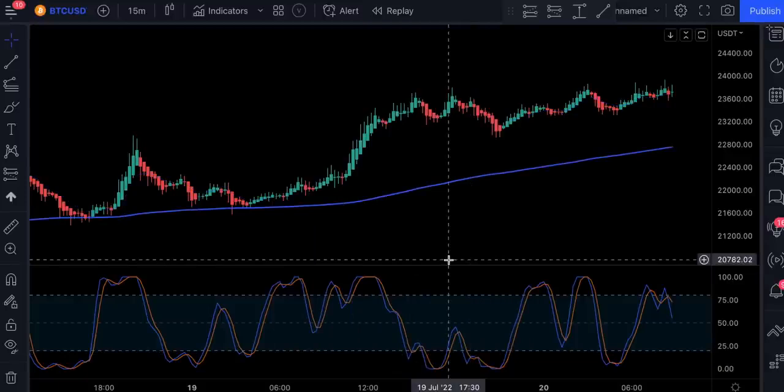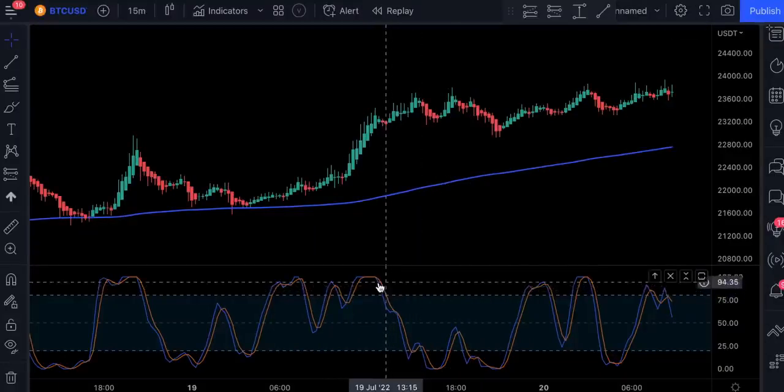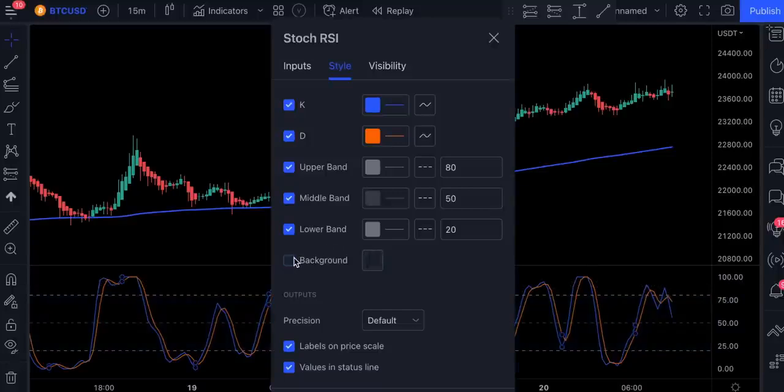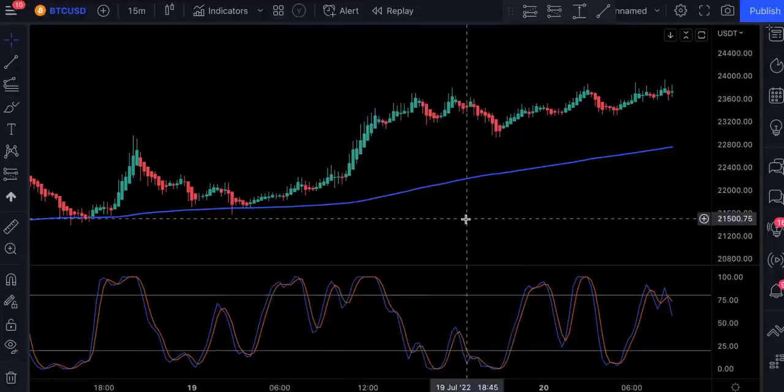The second step will be to make some adjustments to the Stochastic RSI. So in the style section, let's first remove the background and the middle band. Also, let's change the bands from dashed to a regular line. Okay, the strategy is ready. Now let's understand the trading rules.